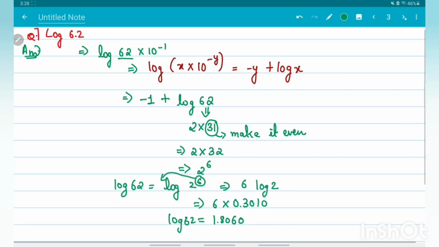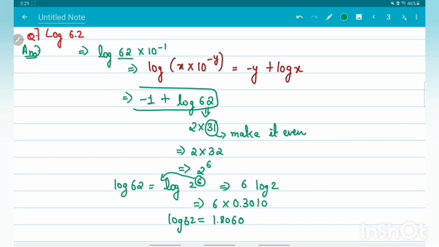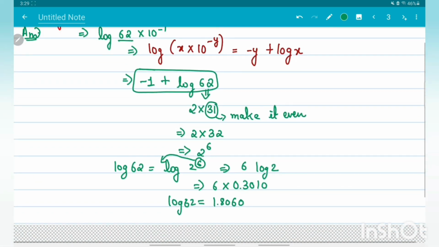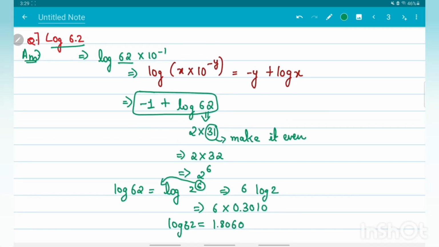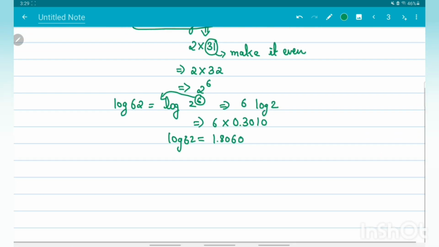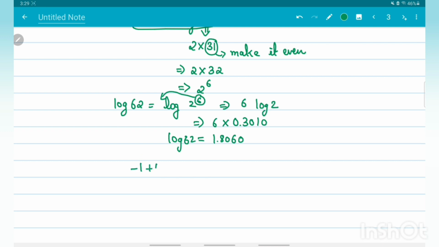Now what was the question? This was our question. This is what we had to do in order to get the value of log 6.2: minus 1 plus log 62. So we're going to do minus 1 plus 1.8060, and this comes out to be 0.8060. So this is the value of log 6.2.